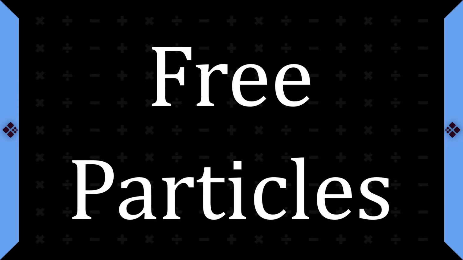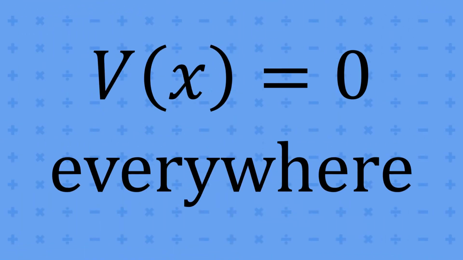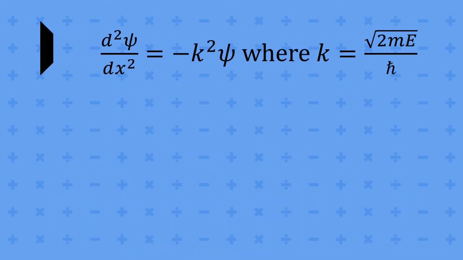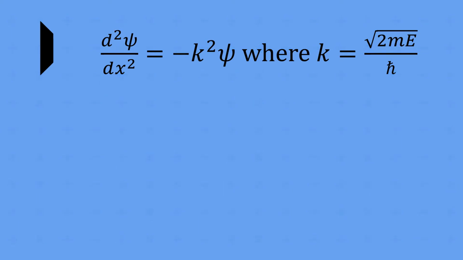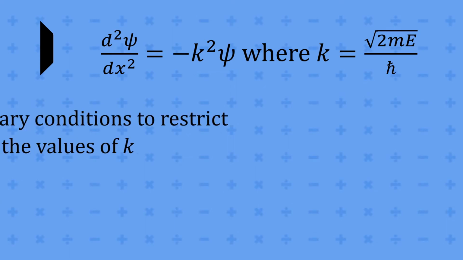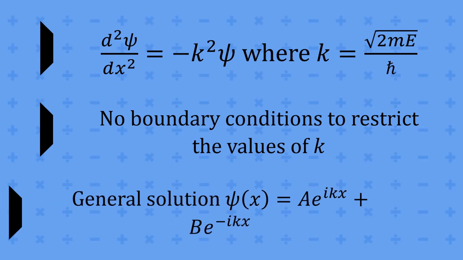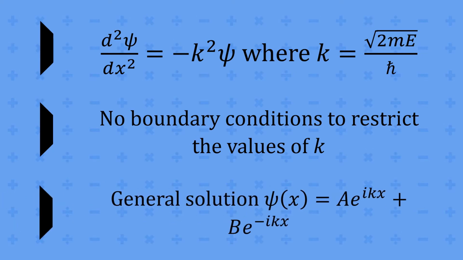Now we're going to move on to discuss solving the Schrödinger equation for free particles, which have potential given by V(x) equal to 0 everywhere. We can write the Schrödinger equation as the second derivative of psi with respect to x equaling minus k squared psi, where k is equal to this expression here. This differs from the infinite square well, because there are no boundary conditions to restrict the values of k.